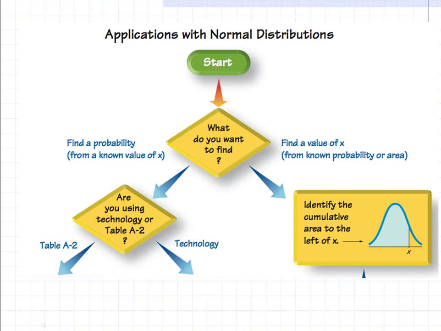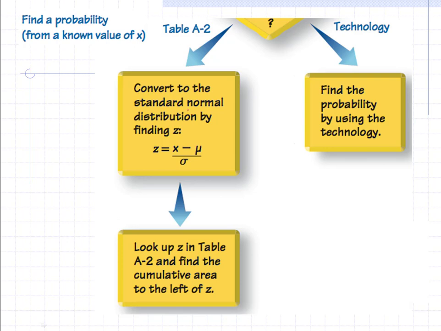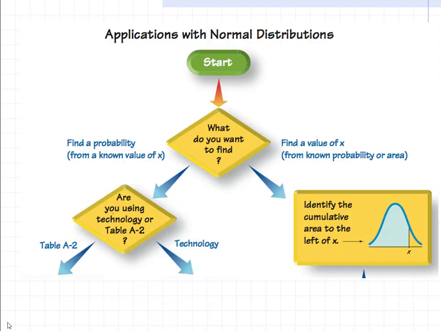So how do we know what to do? We're going to look, what do we want to find? If we want to find the probability, we're going to use the table or technology. If we use the table, we're going to convert it to a z-score, and then we're going to look it up in the table and find the cumulative area to the left. If we're going to use technology, we'll use the technology.